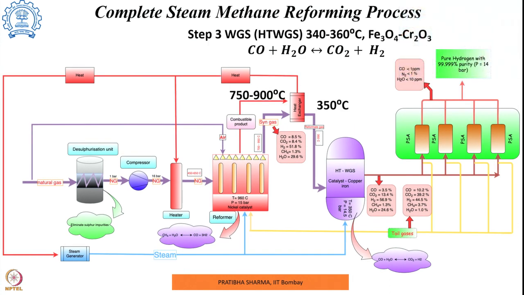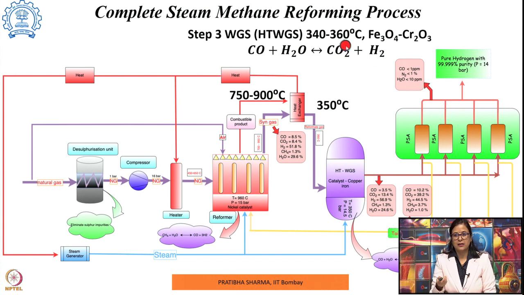Now, the next step, as we have seen, is the water gas shift reaction, wherein more hydrogen can be extracted. Carbon monoxide reacts with steam to produce carbon dioxide and one more mole of hydrogen. This reaction occurs at a temperature of 340 to 360 degrees centigrade, and it is a slightly exothermic reaction. That means it is favored at lower temperature.